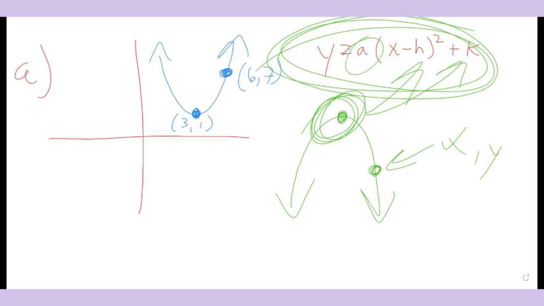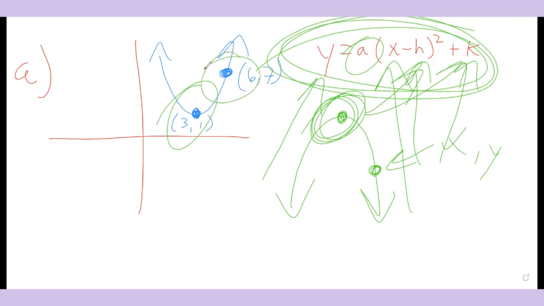So at the end of the day, there should be a y and there should be an x. The h and k get turned into whatever the vertex is. And the random point is used to find the value of a. Okay?